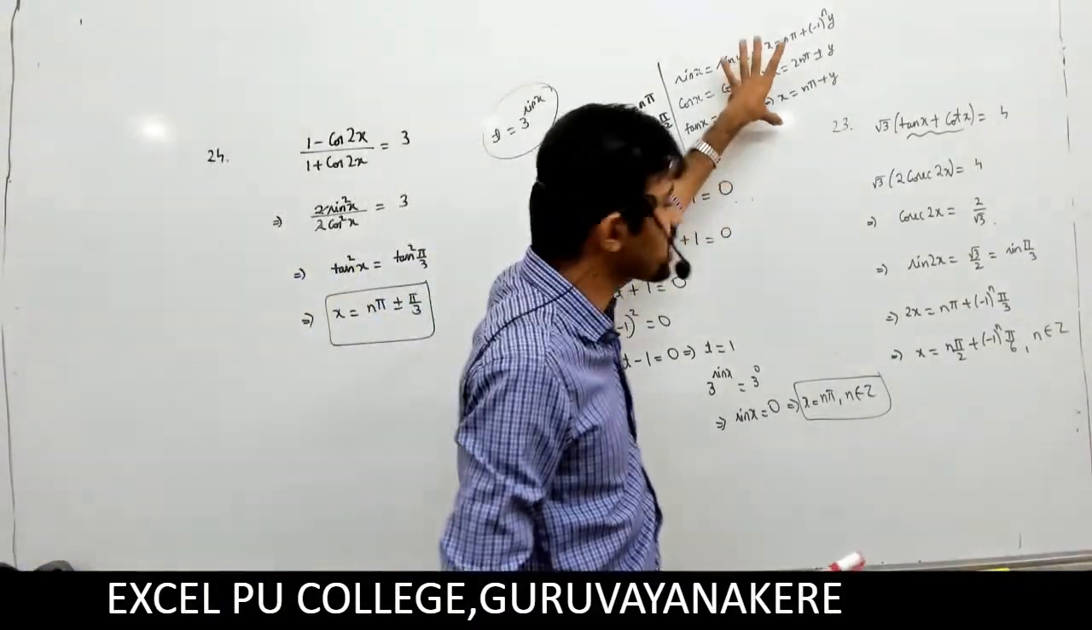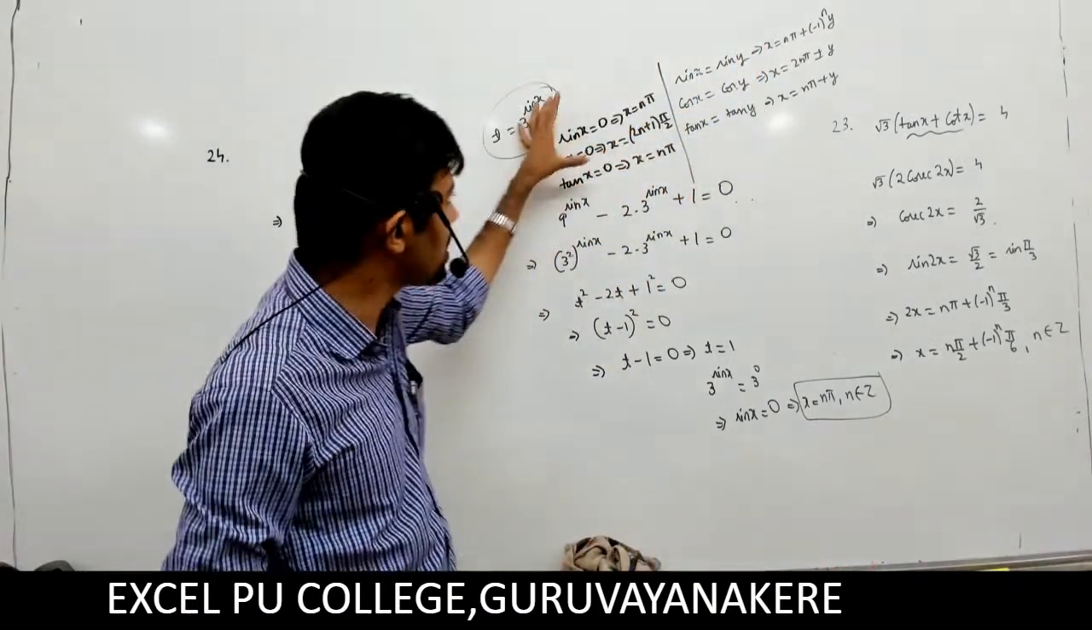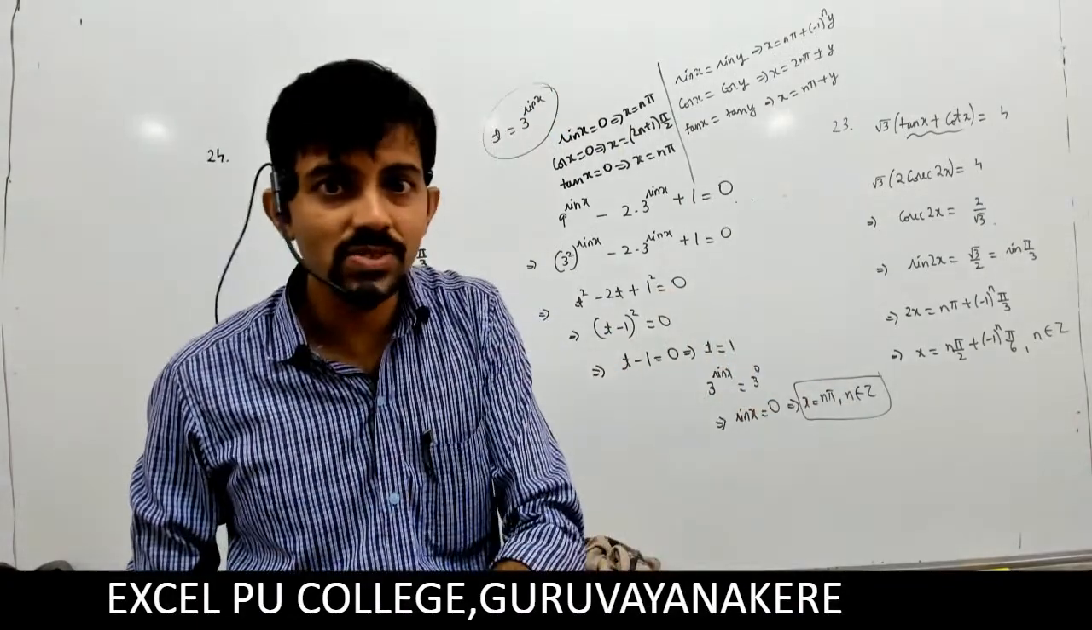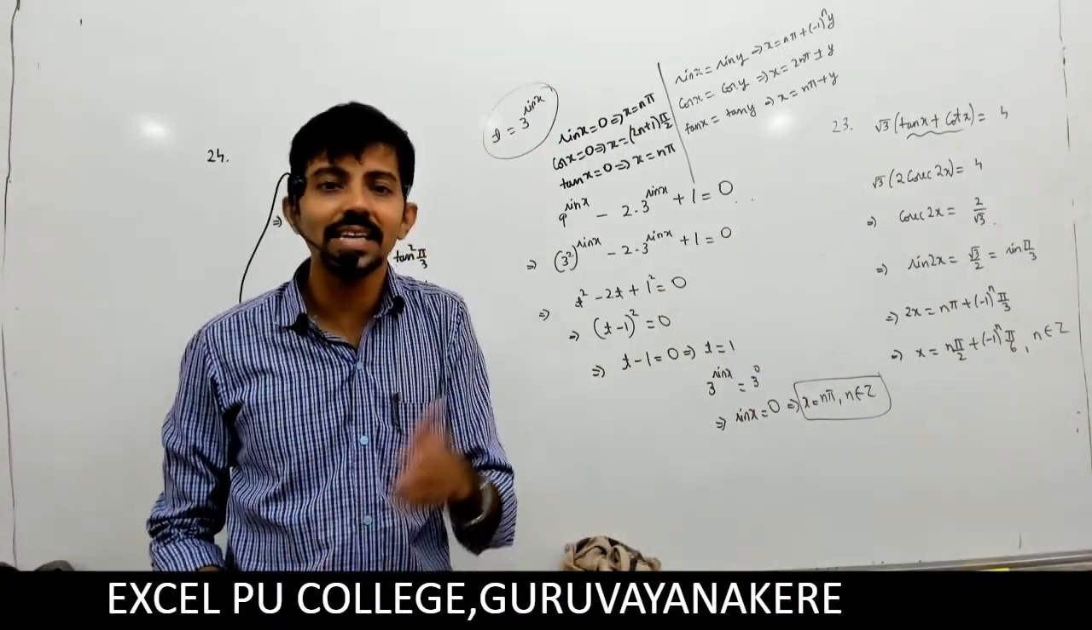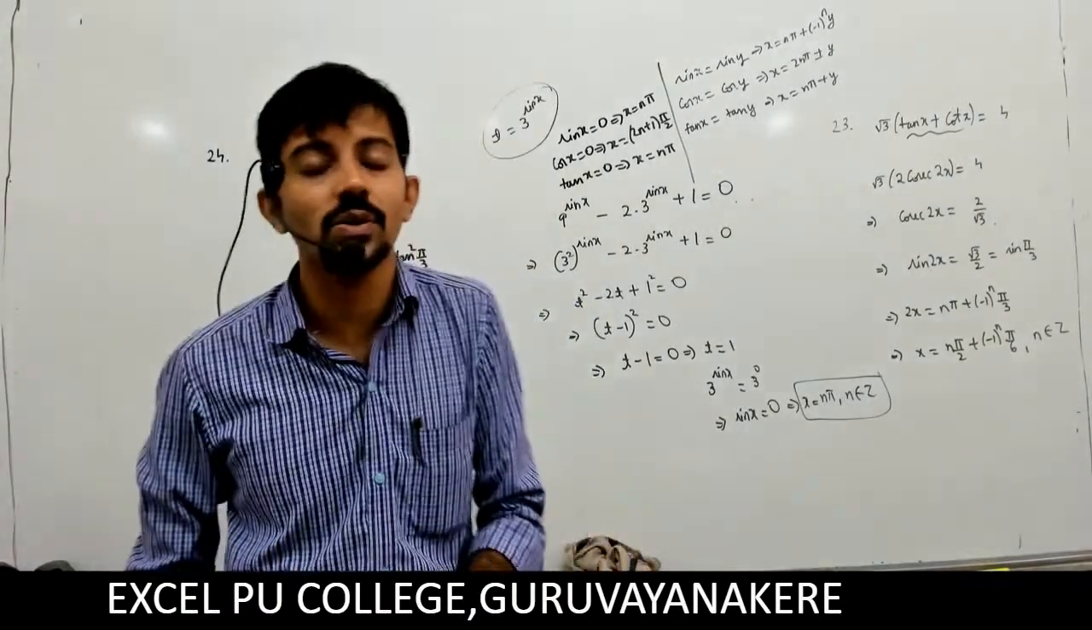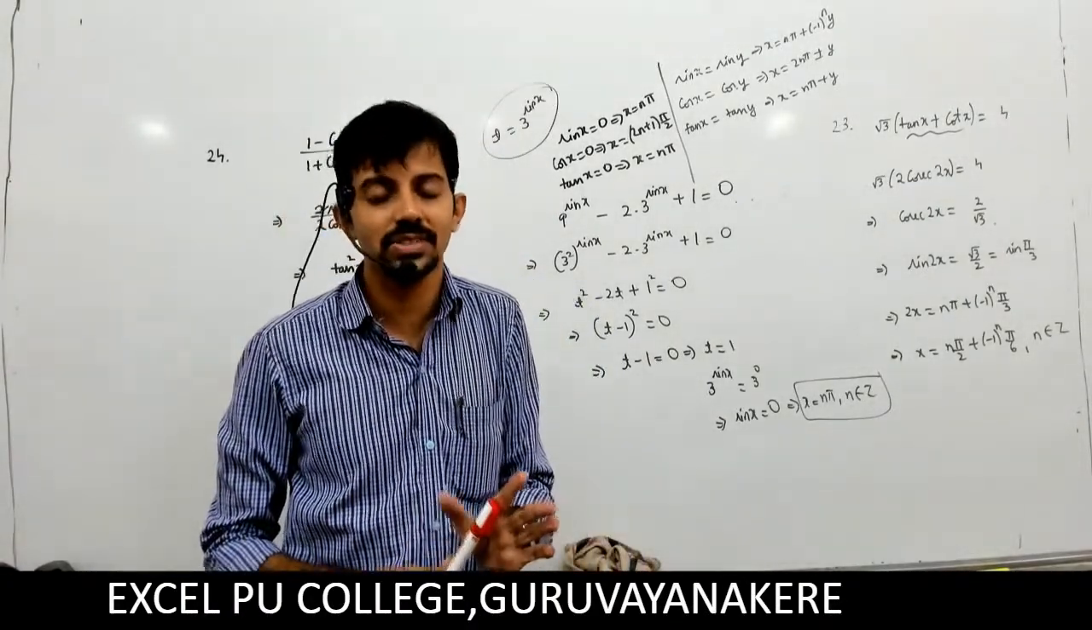General solutions of the trigonometric equations. Along with that, learn these three. And also three more again. Sin square x equal to sin square y, cos square x equal to cos square y, tan square x equal to tan square y. All the three equations have the same solution: x equal to n pi plus or minus y, where n belongs to the set of integers.